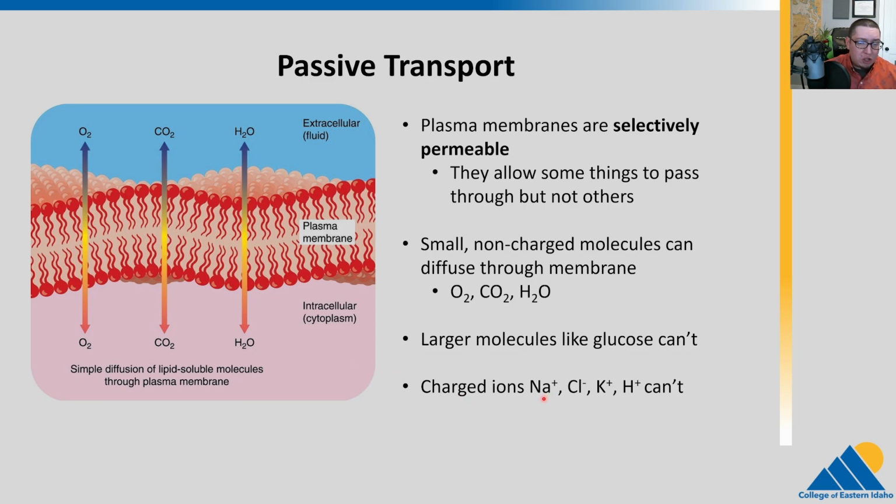Other things that have a charge, like these ions here, sodium and chloride ions, potassium, hydrogen ions, won't be able to move across either. So that's problematic, right? Because I've been telling you a lot about how we need glucose to live. So how do we get it into our cell? We'll come back to that in a moment.